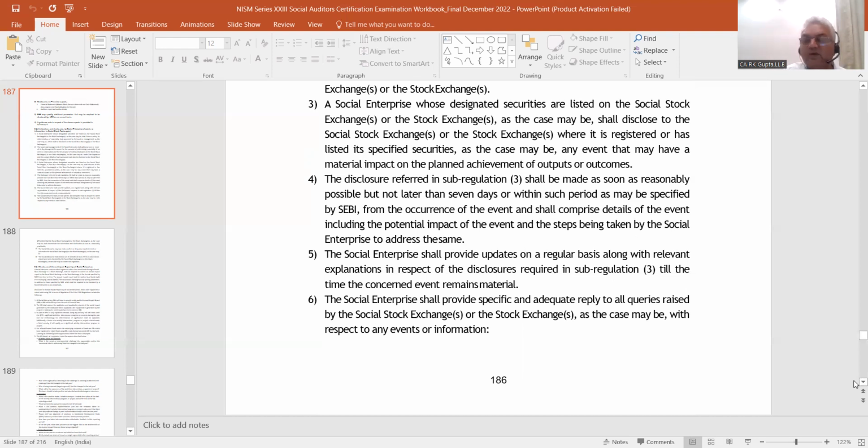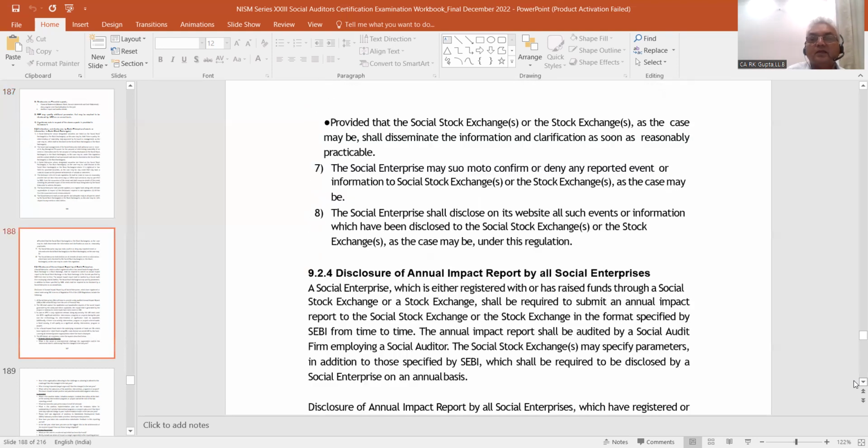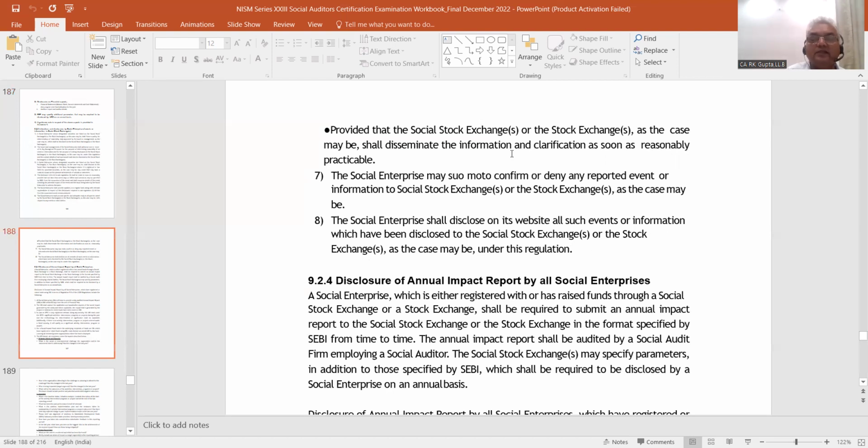So they have to disclose this policy on the website of the social stock exchange, and they have to intimate as soon as reasonably possible, or maximum not later than 7 days, or within such extended period as may be specified in the regulations. Provided that the social stock exchange or stock exchanges, as the case may be, shall disseminate the information and clarification as soon as reasonably practical.